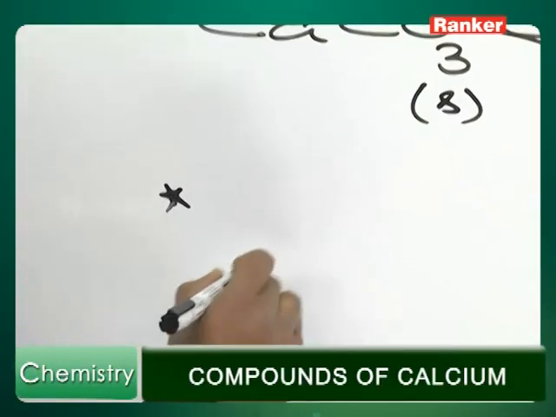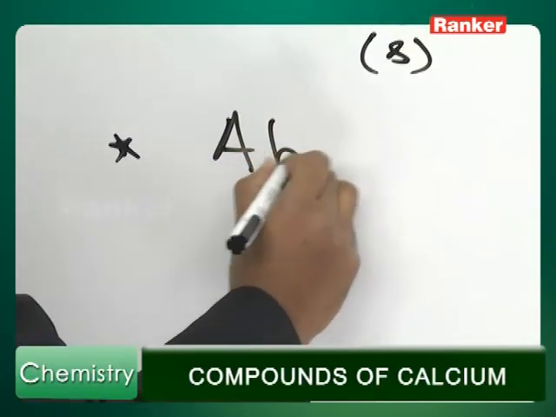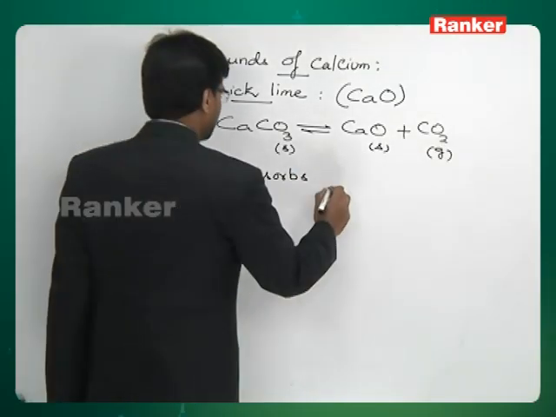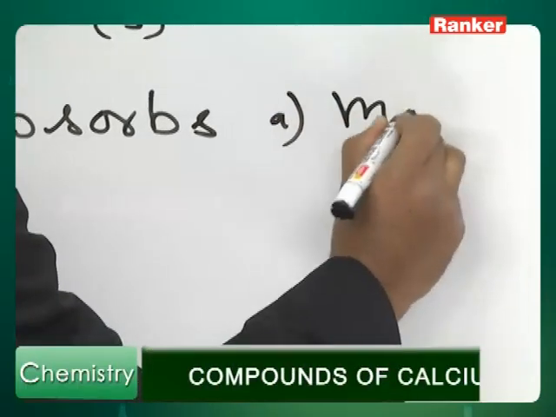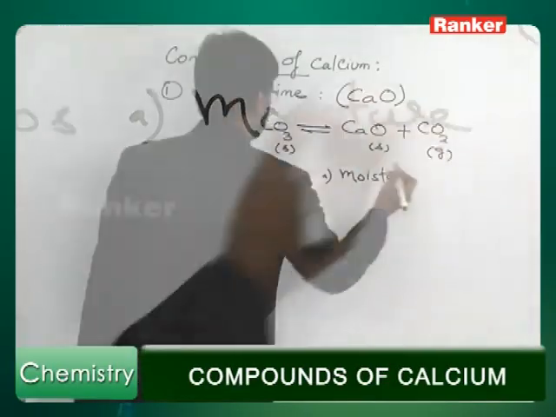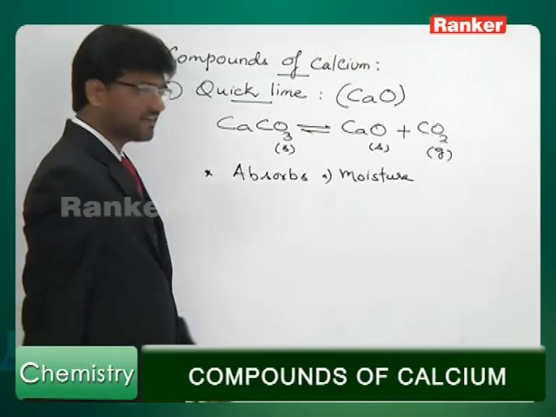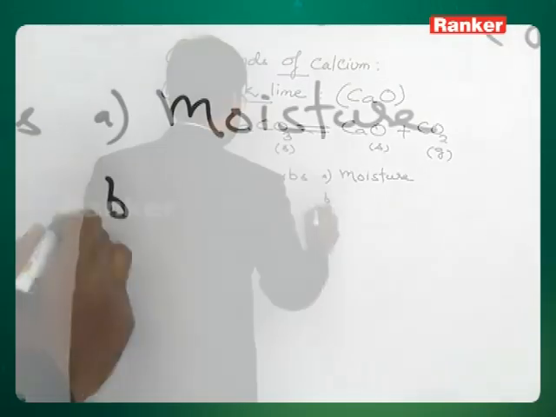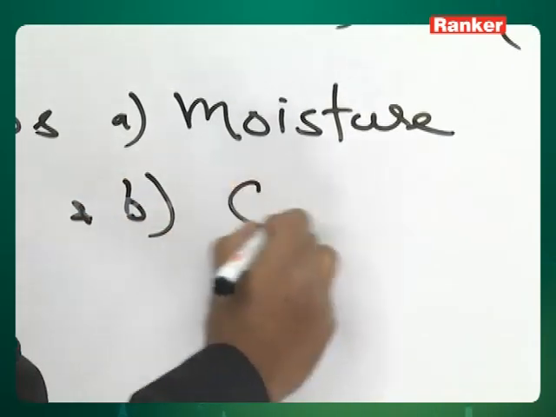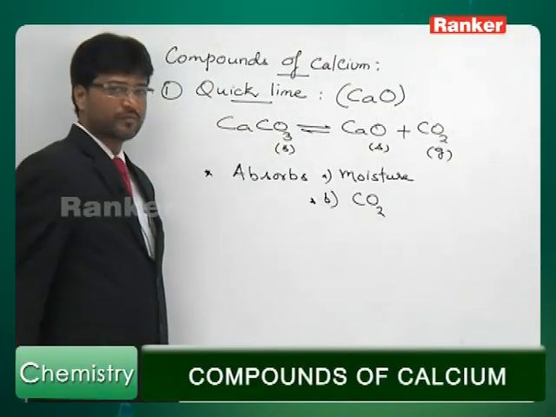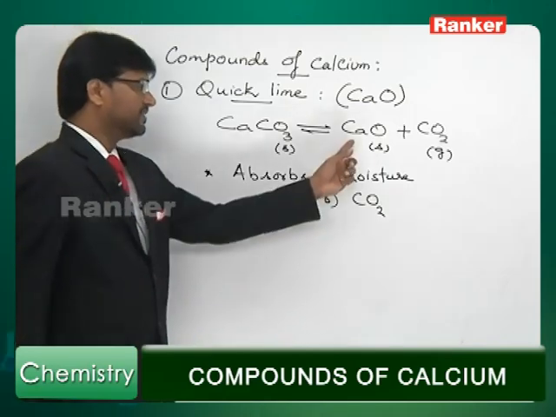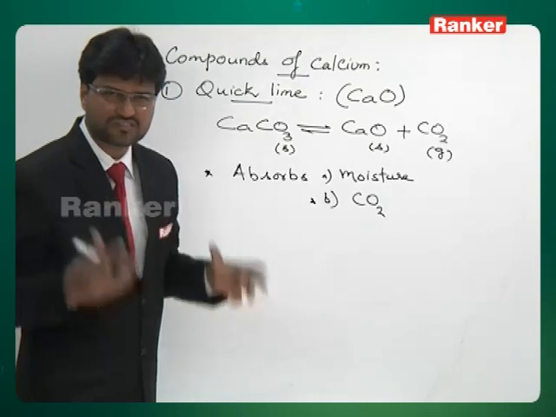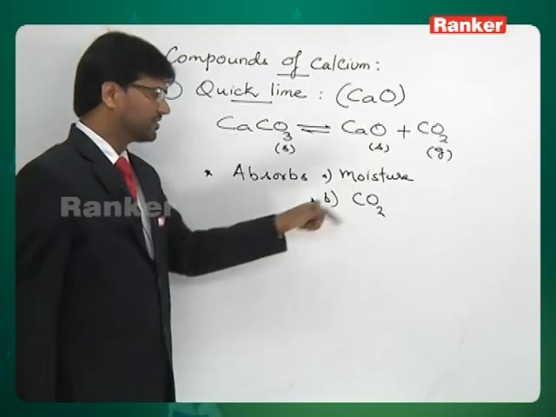Remember this feature of quicklime, it is capable of absorbing two substances from air. It absorbs moisture, so it can be used as a desiccant or drying agent. Apart from this, it can also absorb carbon dioxide. It can react with carbon dioxide to give back calcium carbonate. So it is capable of absorbing two substances from air, that is moisture and carbon dioxide.